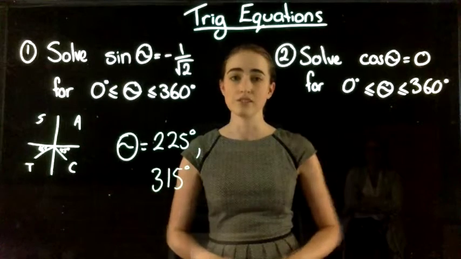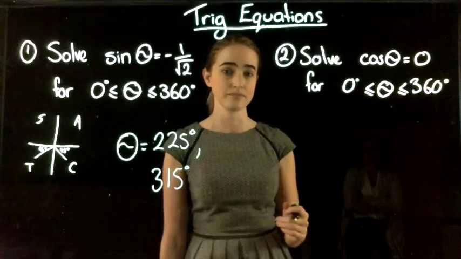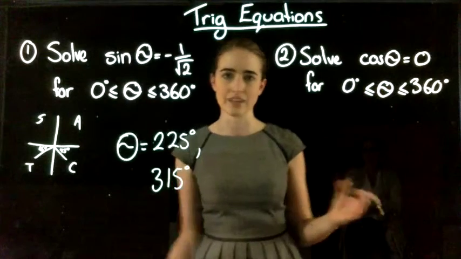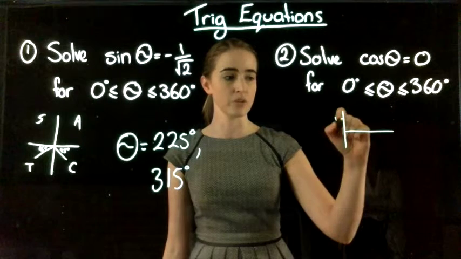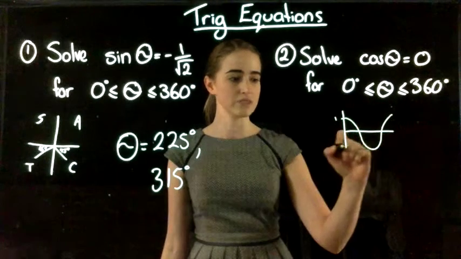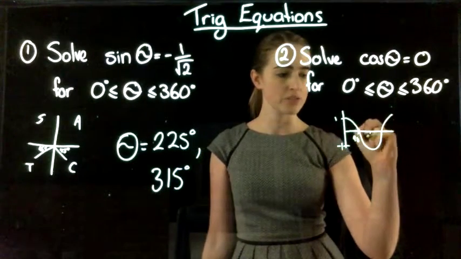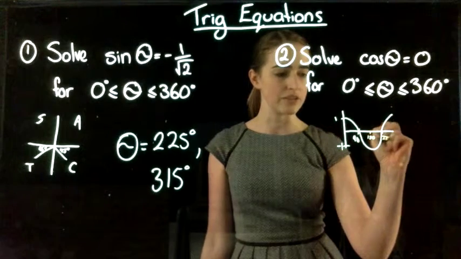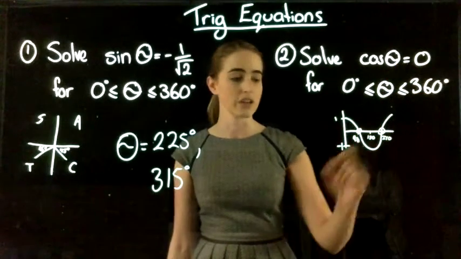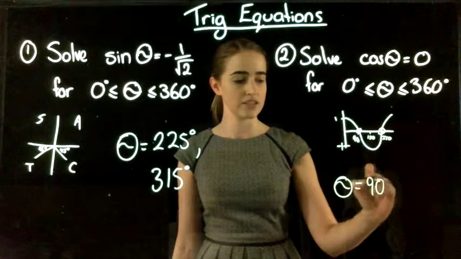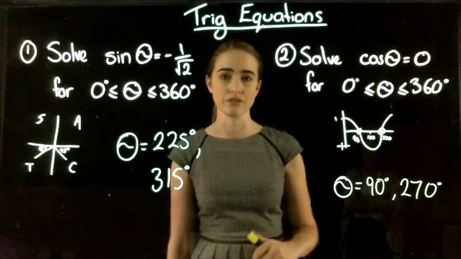Our second example asks us to solve cos theta equals 0 between that same domain, so 0 to 360 degrees. Now cos theta equals 0, that's not an exact value, it's one of the ones that we're going to have to read off our graph. Our graph of cos starts up here at 1, comes down, drops down to minus 1, and comes back up. So it crosses at 90, reaches minus 1 at 180, then it crosses again at 270. We're looking for when cos theta is equal to 0, so that's these two points here. So theta is equal to 90 degrees and 270 degrees. Within that domain, we have two solutions for theta.